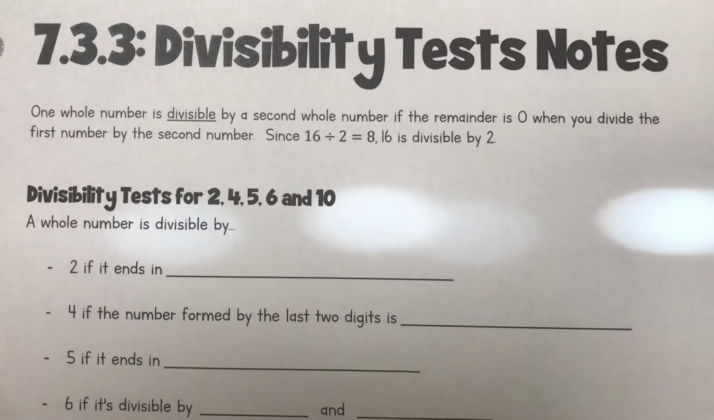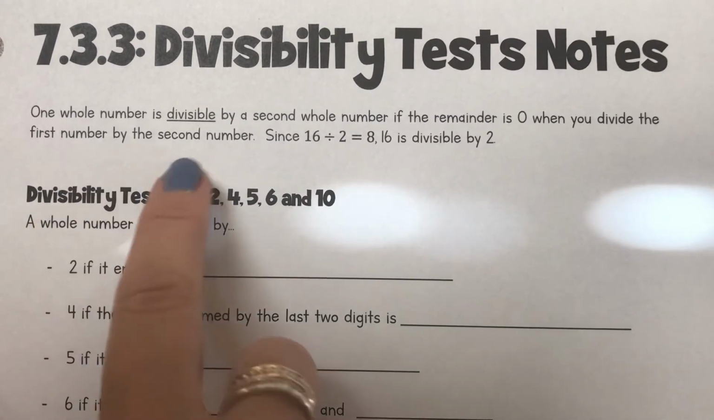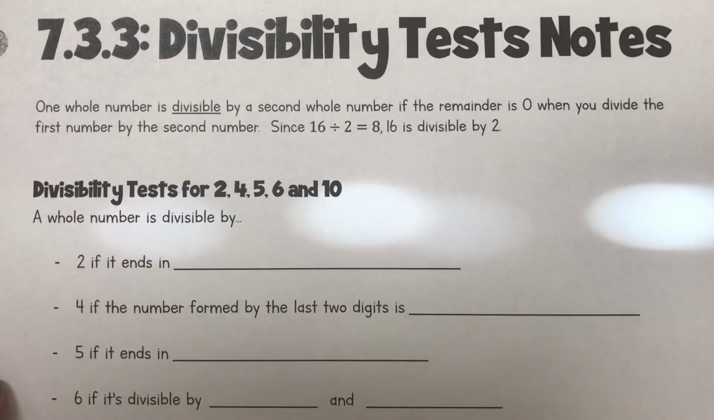Today we're going to talk about divisibility tests, and these are little rules that we can learn where we should be able to, or hopefully we'll be able to look at numbers and quickly identify whether or not they're divisible by another number. And one whole number is divisible by a second whole number if the remainder is 0 when you divide the first by the second.